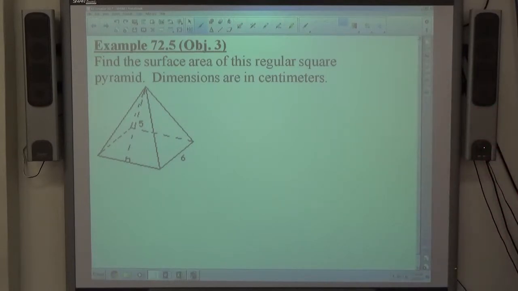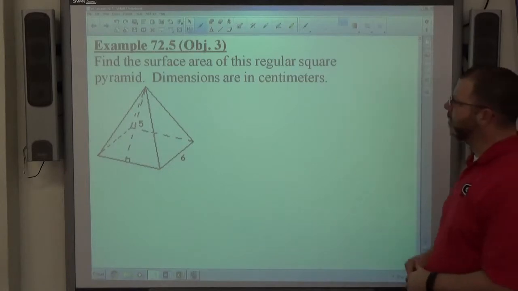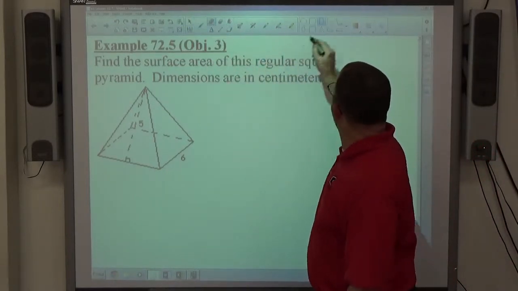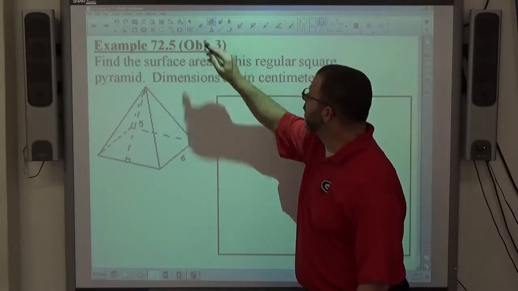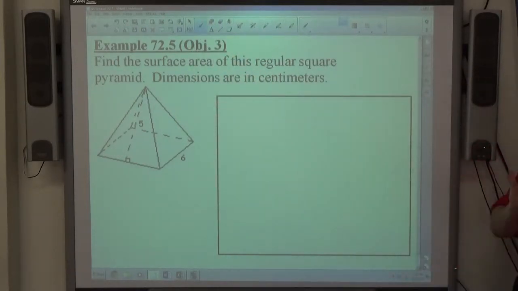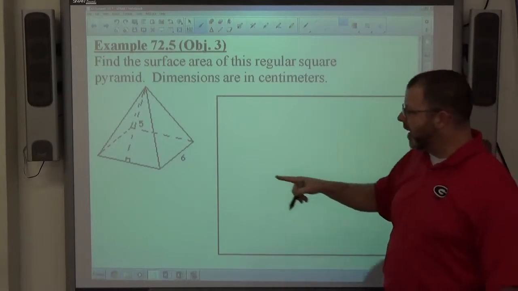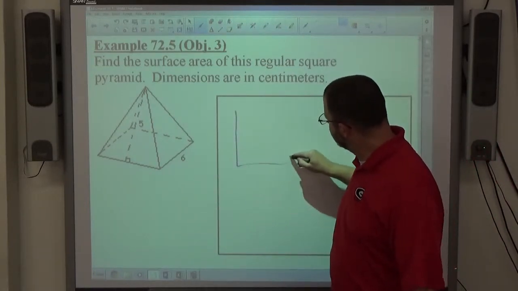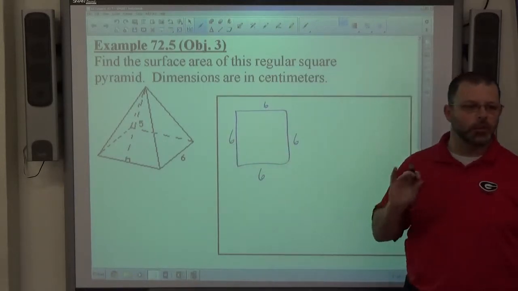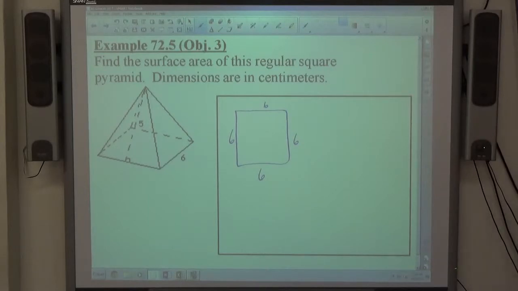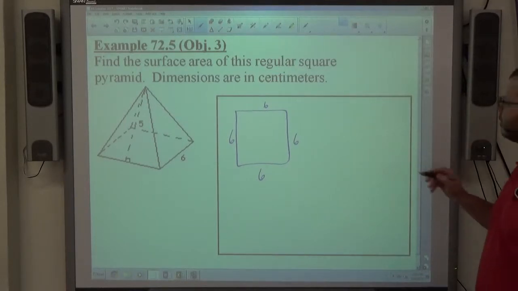Example 72.5. Find the surface area of this regular square pyramid. Dimensions are in centimeters. So, what kind of base is the base? A square. And it's very important: it didn't say rectangular pyramid, it says square pyramid, because they only gave me one side. So that means every side is the same. Every side is going to be 6 because it's a square. It's very important that you read the problem carefully. They usually identify what kind of shape the base is in the name of the pyramid. So when it says square pyramid, the base is a square.